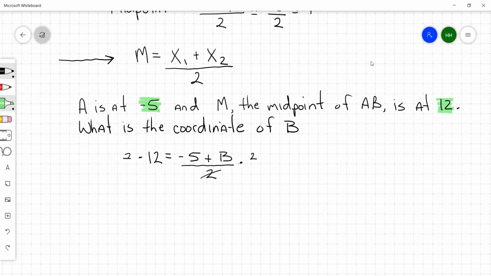These 2's cancel. And you got 24 equals -5 plus B. And then you're going to add 5 to each side. So 29 is equal to B, which is your other coordinate of the segment. Okay?